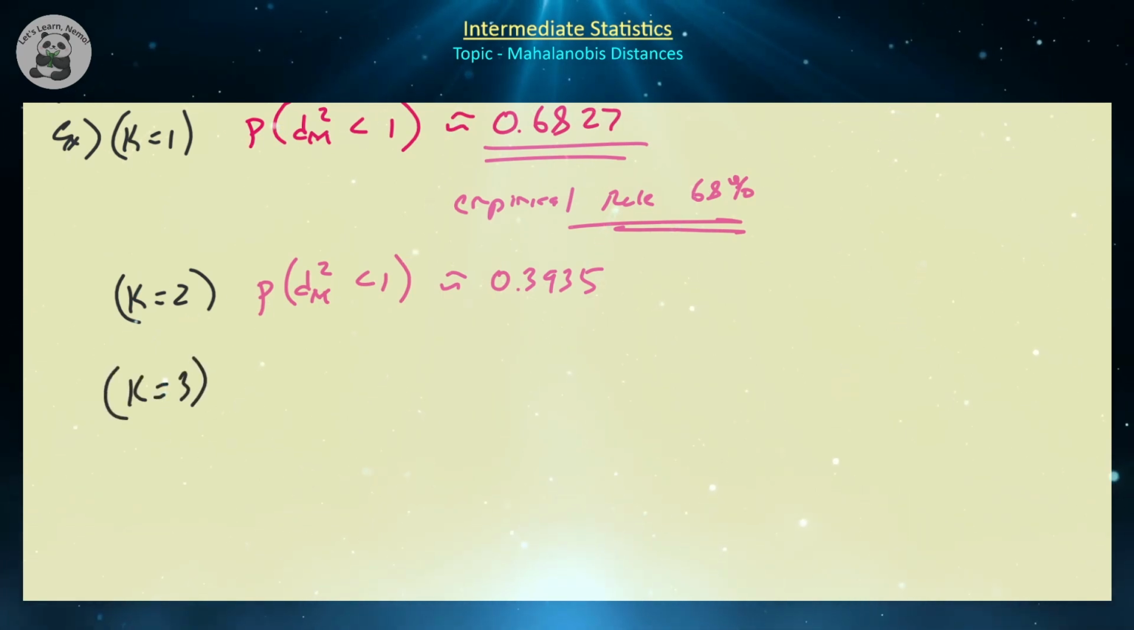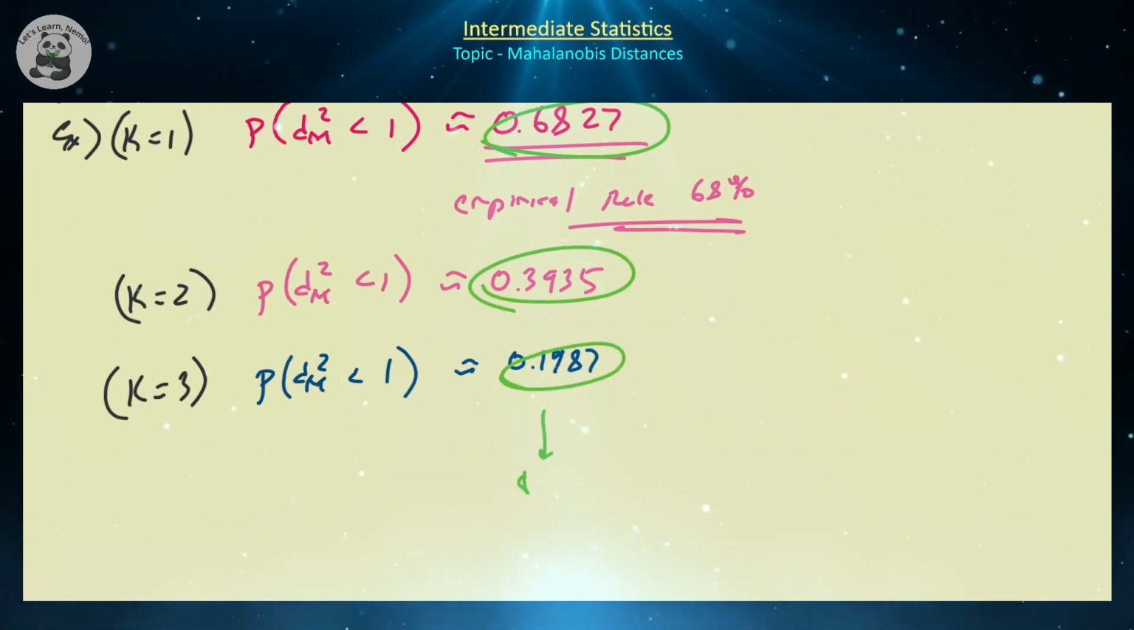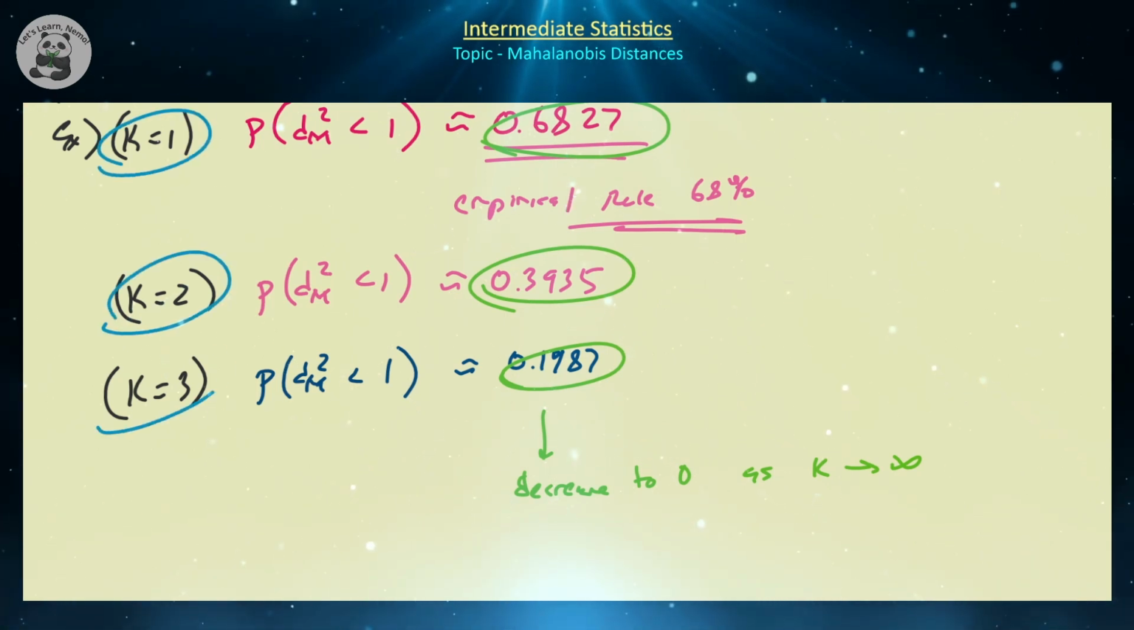So we can consider the case when k is equal to 3. What is the probability that the squared Mahalanobis distance is less than 1 in 3 feature space? That's going to be approximately equal to 0.1987. In particular, you will see that these probabilities decrease to 0 as the number of features goes to infinity, right? You can interpret this as, well, our points have more dimensions to explore, so they're not going to be situated around the average as much. But if they're not near the mean, where are they? And that's a very interesting question.